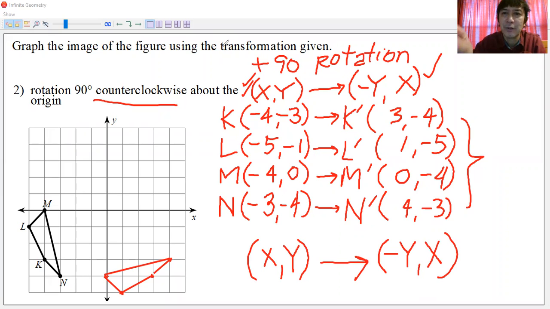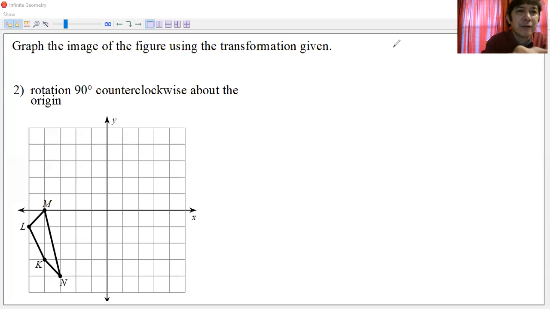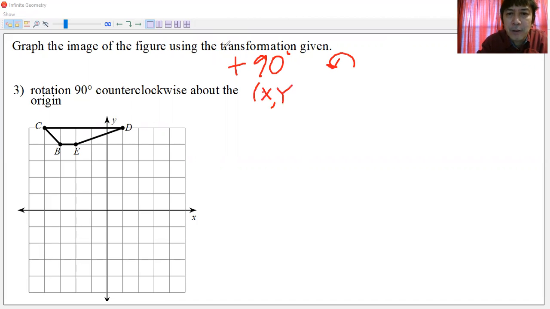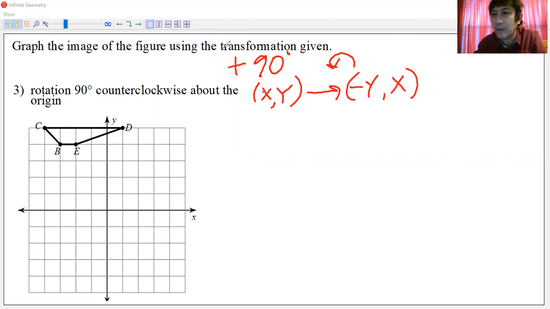So let's proceed to number 3. Let's have the third example. Here's number 3, rotation 90 counterclockwise about the origin. So again, this is counterclockwise. Let's write the rule right away for +90 counterclockwise. Let's just use an arrow. It's (x, y), and then the rule is (-y, x), changing all the values there.